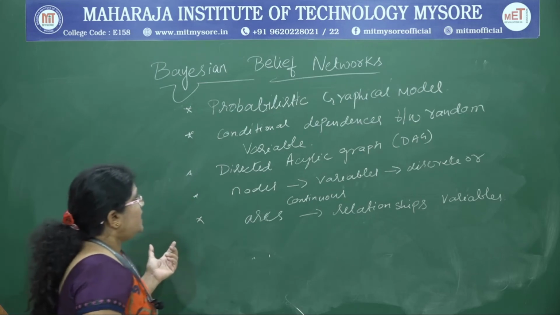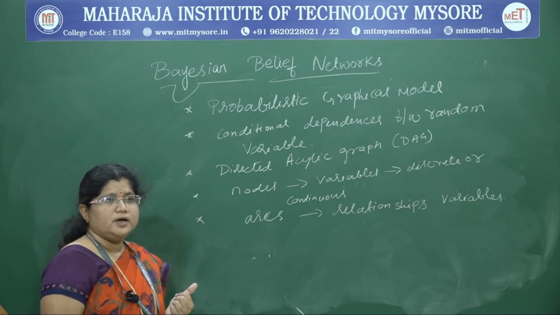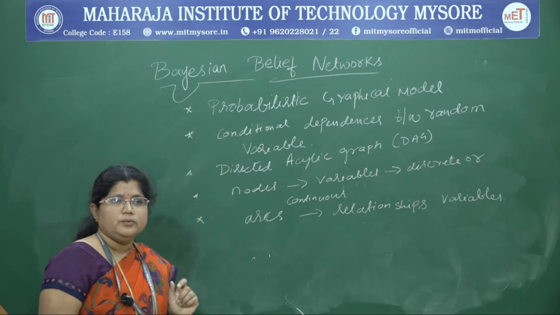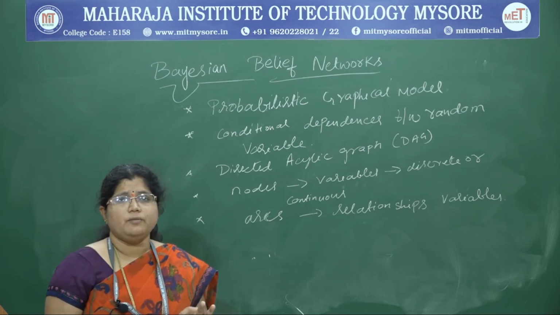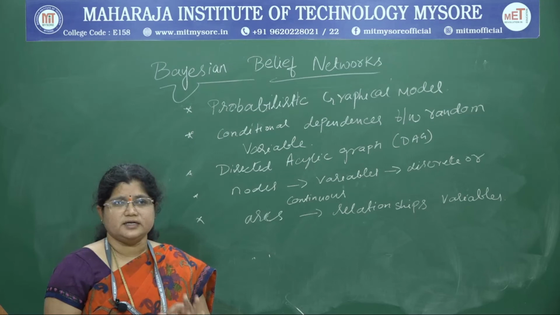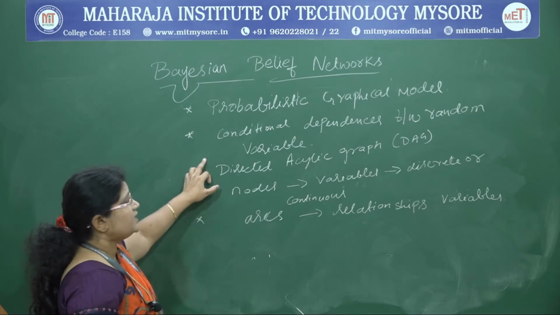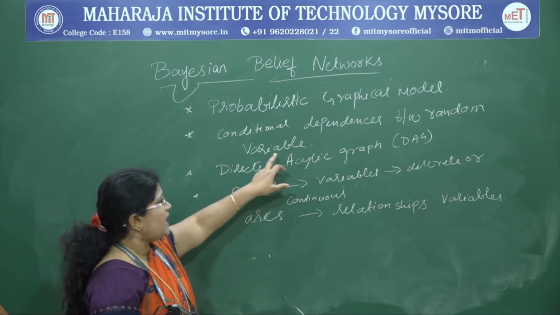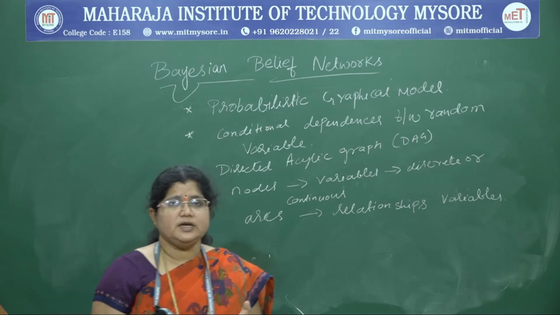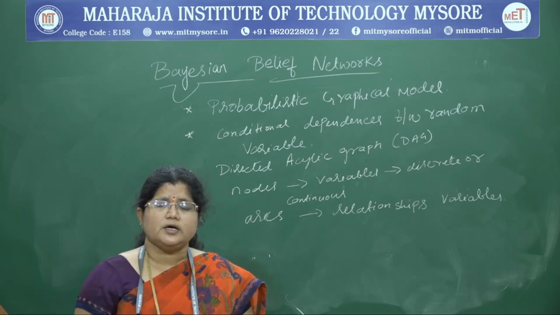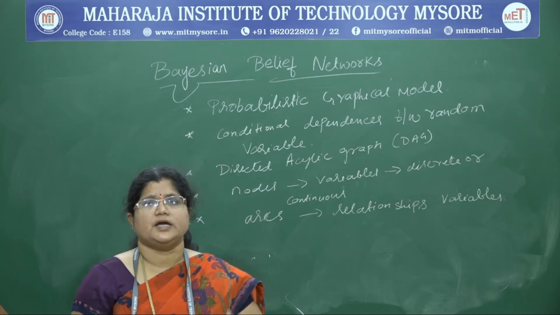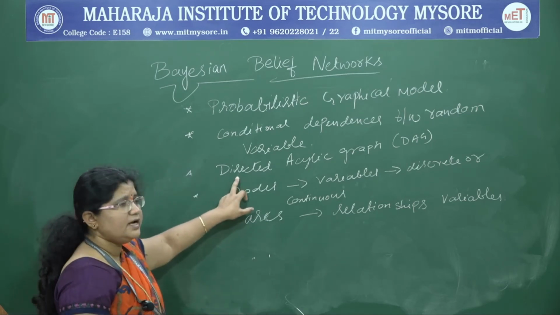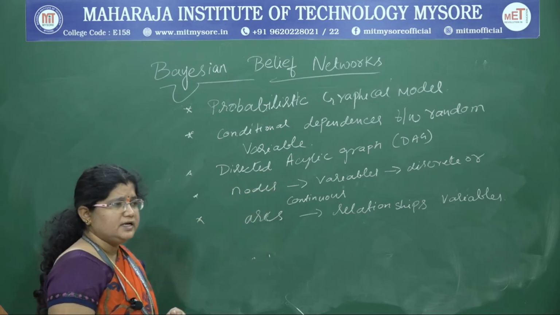Let us look at here. A Bayesian belief network is a probabilistic graphical model represented in the form of a directed acyclic graph. In the graph, there is a conditional dependency between random variables. The variables assumed in a network can be continuous variables or discrete valued variables. Here, as I said, it's a directed acyclic graph.